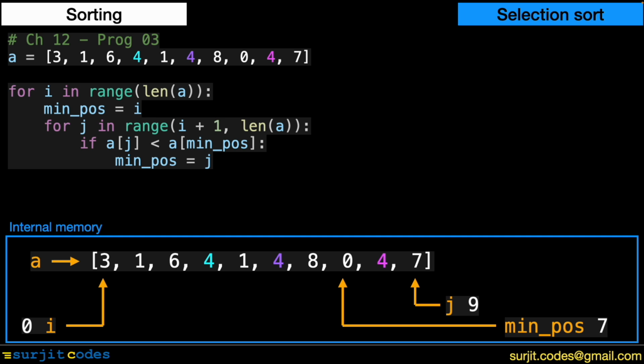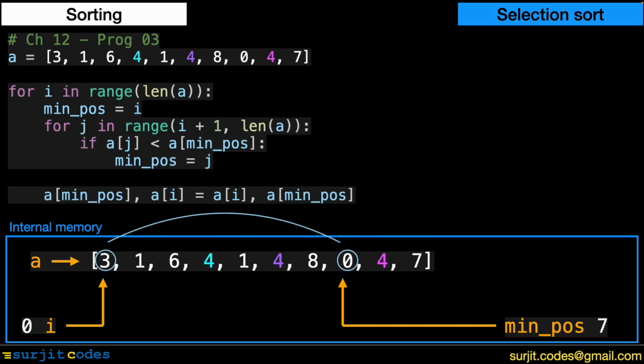Neither 4 nor 7 is less than 0. With this, the loop over j ends, and we have selected the position of the minimum item. In order to bring 0 at the beginning of the list, we swap it with 3, which means that we swap the item at i with the item at min pos. At this stage, we have sorted items up to i.